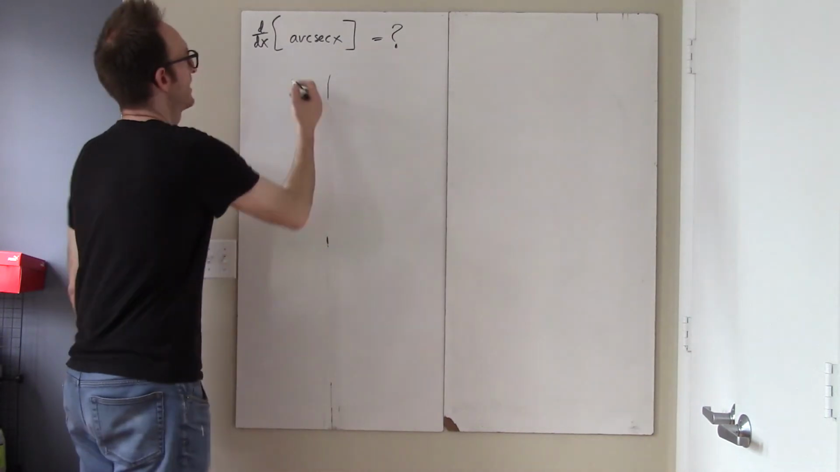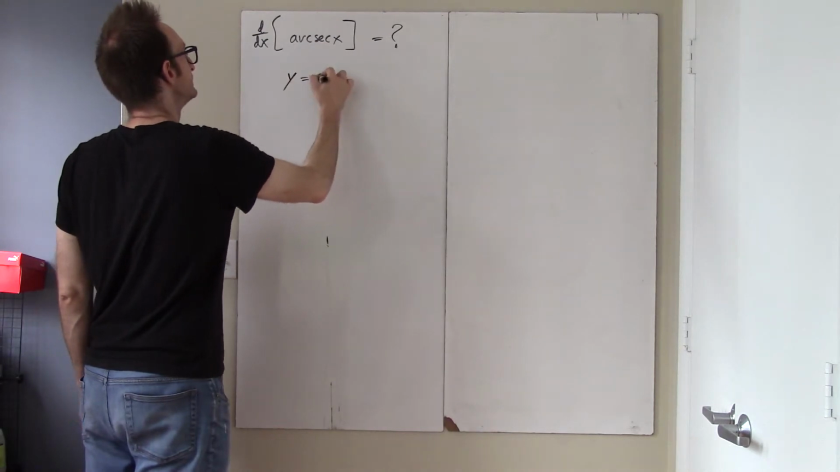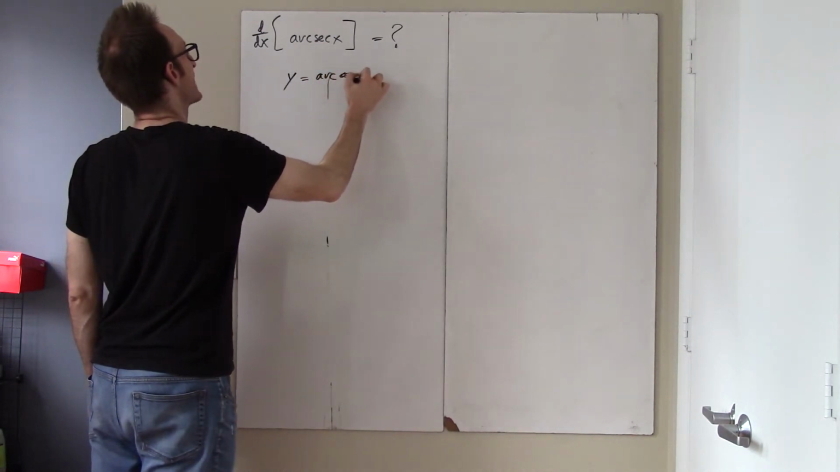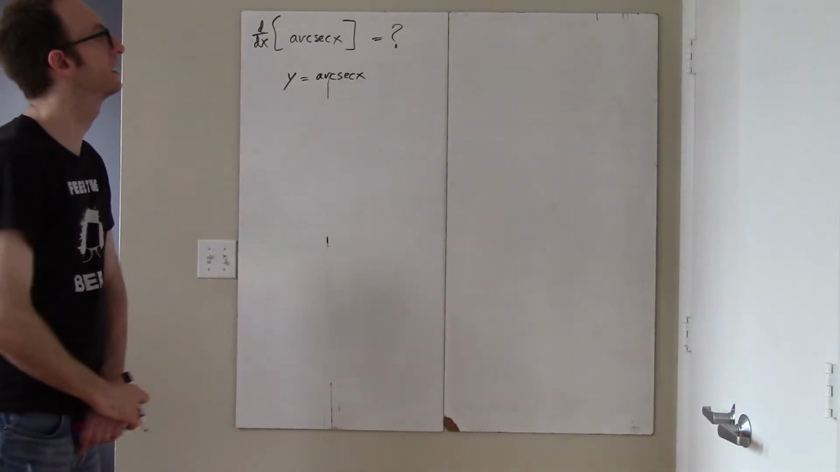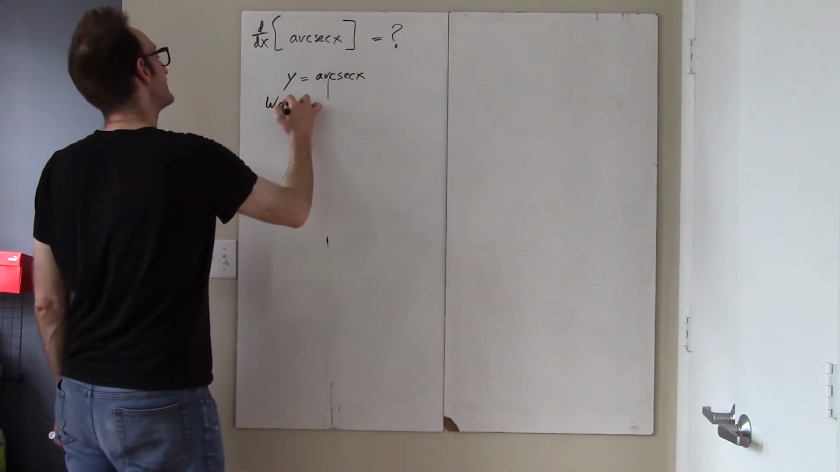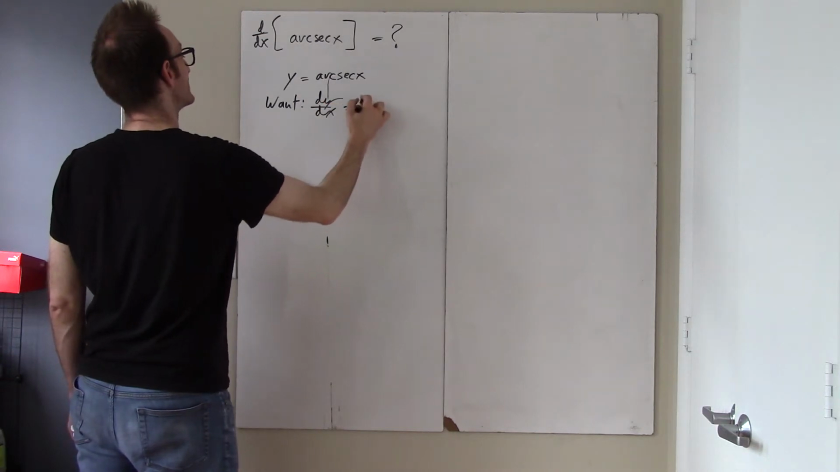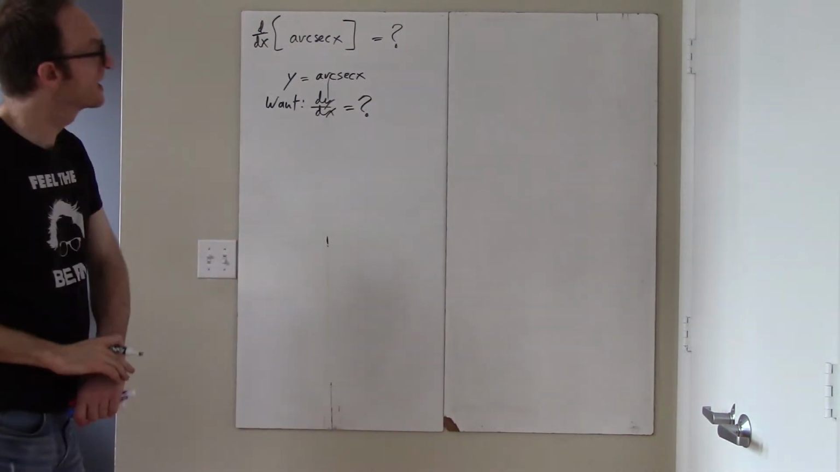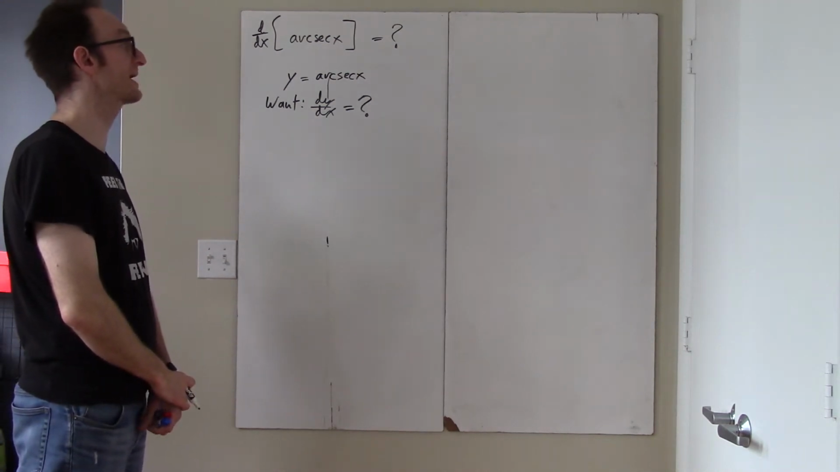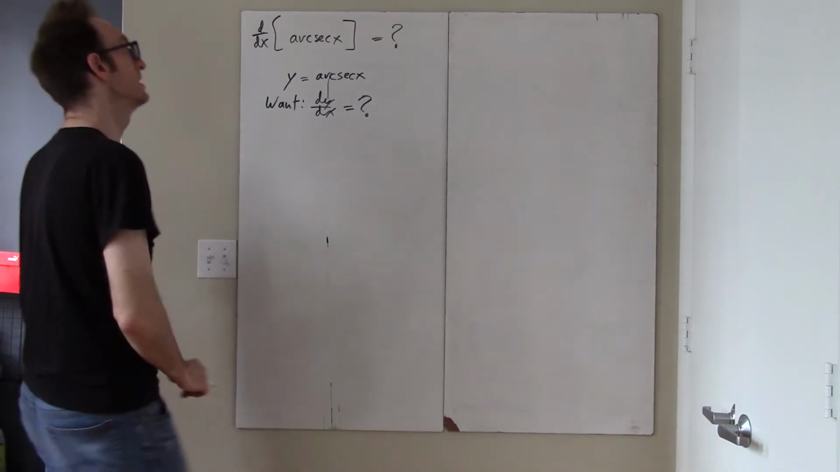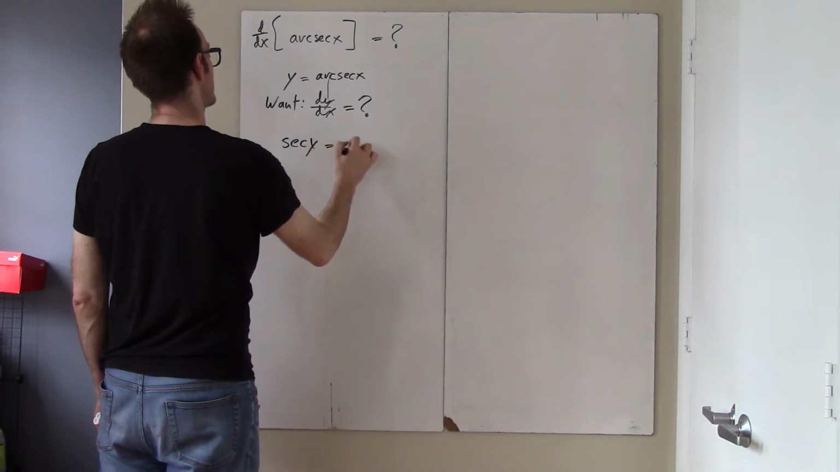Well, okay, let's begin. We just define the curve y equals arc secant x. What we now want out of all this is dy dx. So what is the derivative of y with respect to x? I don't know how to differentiate arc secant, so the thing to do is to rewrite it in terms of secant, because I do know how to differentiate secant. So if y is arc secant x, then it means that the secant of y is x.